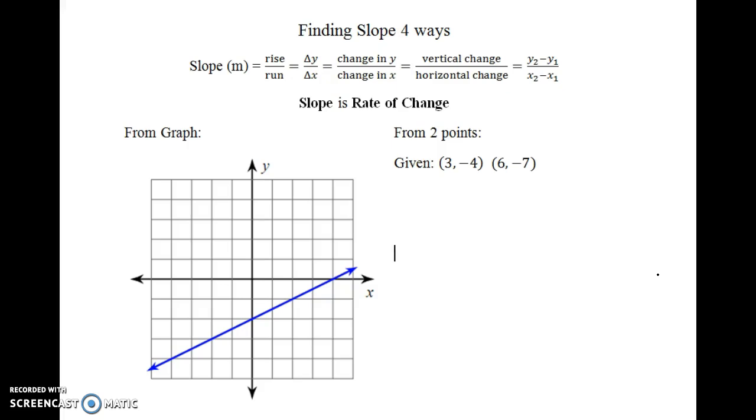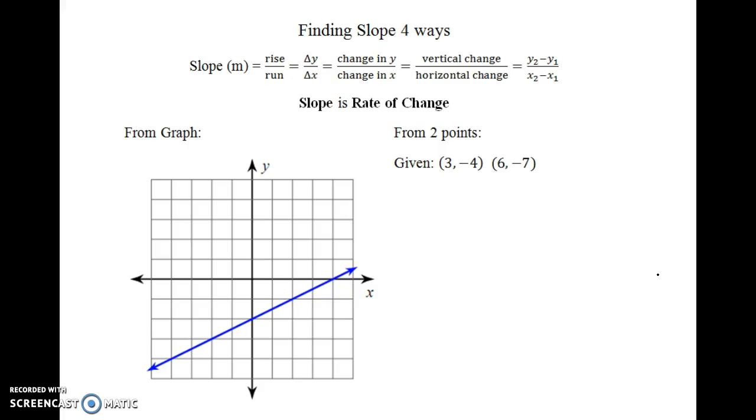When we use the formula, it's y sub 2 minus y sub 1 divided by x sub 2 minus x sub 1. There are 4 different ways, 4 different situations in which we can find slope. The first one is from a graph.